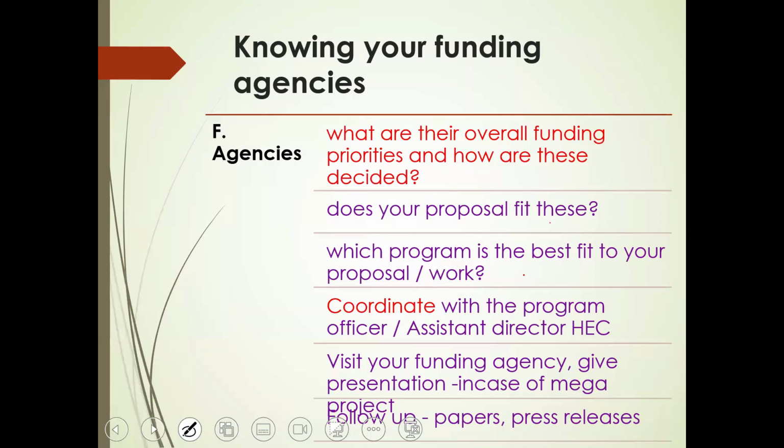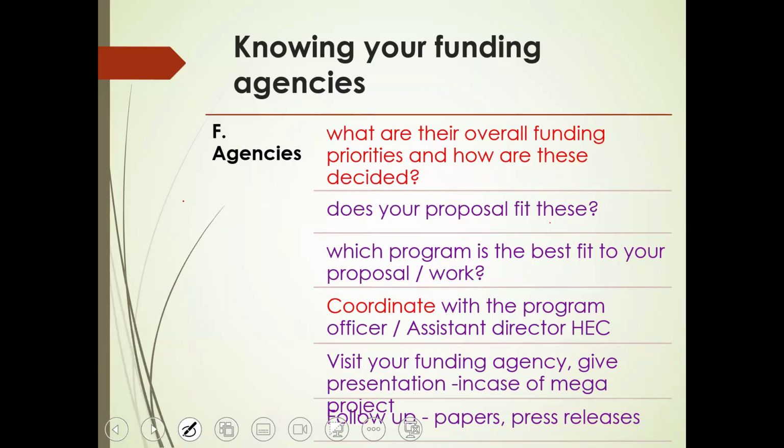So now, knowing your funding agencies, now you know your competitors. Now, knowing your funding agencies, what are their overall funding priorities and how are these decided? This is a technical point to remember. Sometimes we write a proposal, it's very good, but it is not in line with the primary objectives of the program of the funding agency, though it falls within the domain.